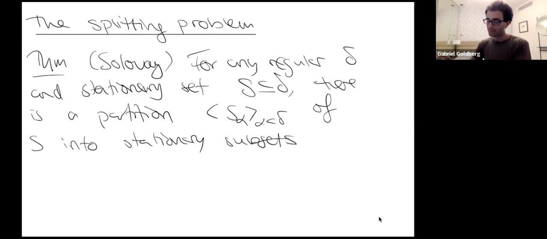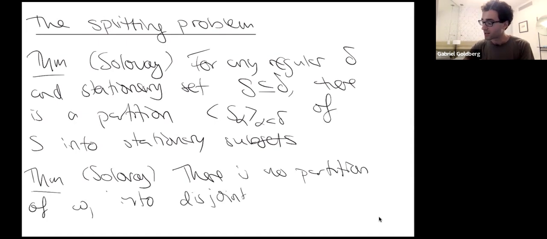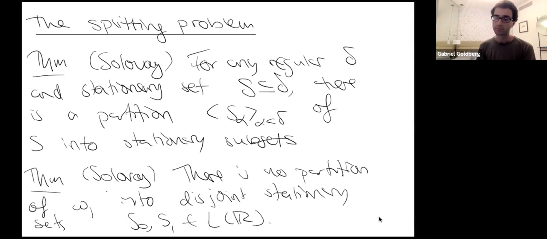And as I mentioned last time, there's a reason it's not clear. It's because of another theorem of Solovay, which says that, for example, in the case of omega 1, there is no partition of omega 1 into disjoint stationary sets S0 and S1 that both belong to the inner model L of R. So in some sense, the stationary splittings of omega 1 have to be pretty complicated. They can't be definable in this sense.